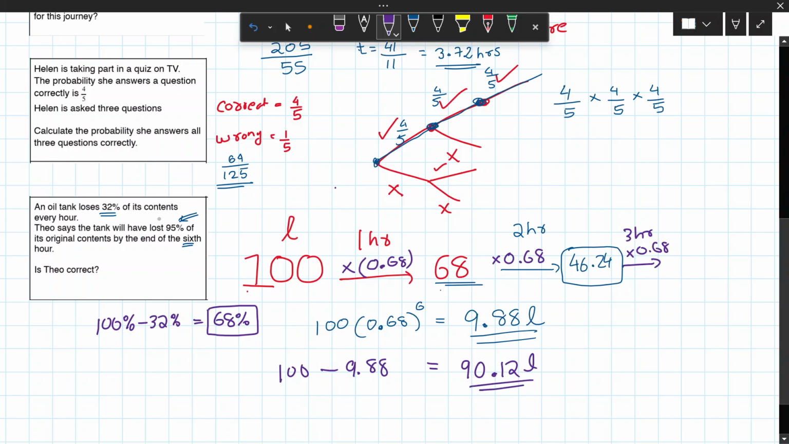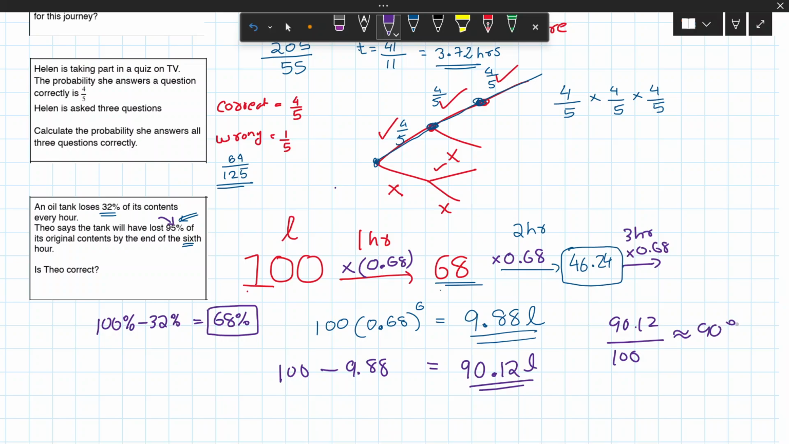So have I lost 95% of it? Because I started with 100, I have lost 90.12. So because it's 100 and I have lost 90.12, that's approximately 90%. So it's not 95%. So Theo is incorrect, as we have lost only 90.12%, and it is not 95%.